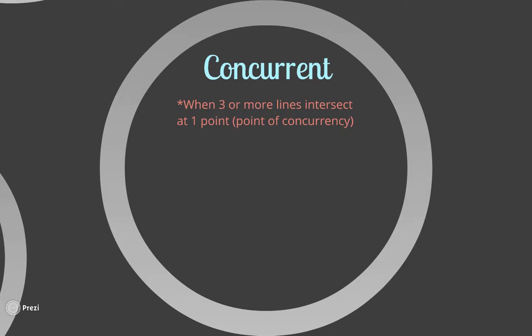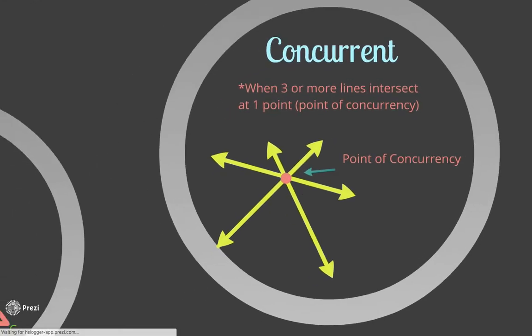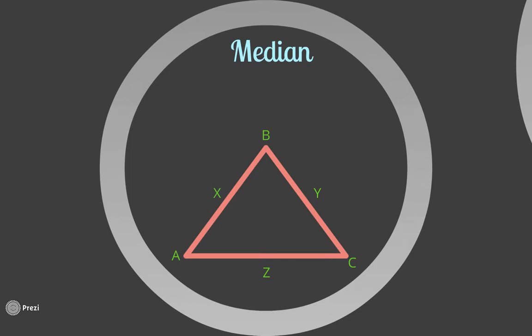We've already talked about some special points of concurrency. In angle bisectors, the point where the three angle bisector lines intersect is called the incenter. And in perpendicular bisectors, when the three perpendicular bisectors intersect, the point of concurrency is called the circumcenter. So when you have three lines that all intersect in one point, that point is called the point of concurrency, and the lines are called concurrent lines. Nifty, right?